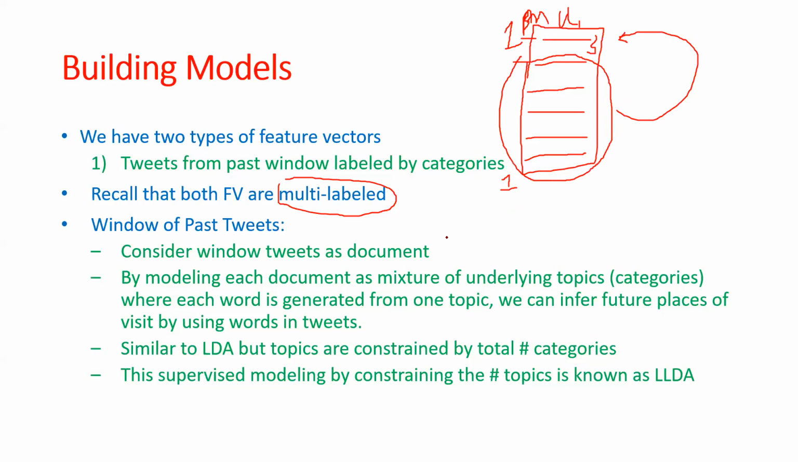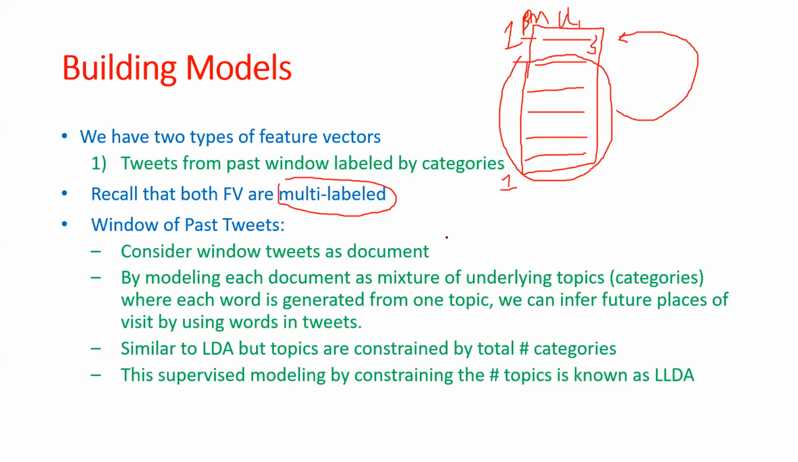So as I said, we have discussed latent Dirichlet allocation, which is a distribution over topics, and each topic is a distribution over words. Here my categories are fixed. In latent Dirichlet allocation, my topics were not fixed, and I could have any number of topics like 100, 1,000, and you have to freeze it as a hyperparameter. But in labeled LDA, my categories are fixed.